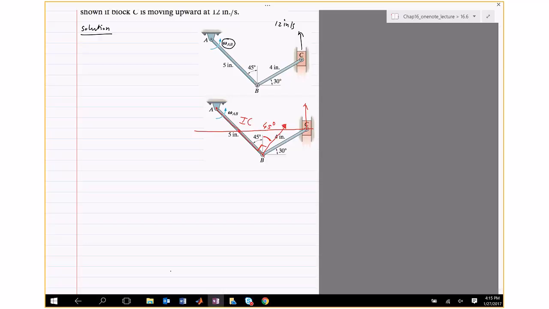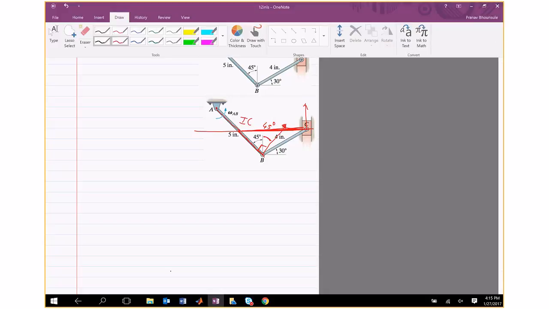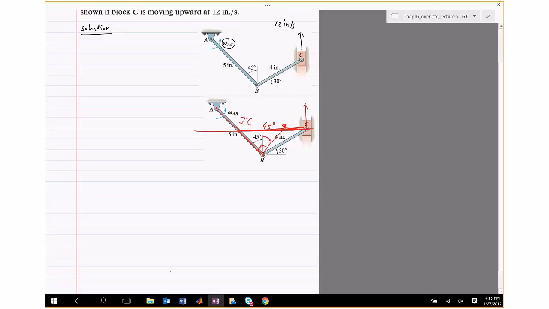Given that, I think one way to do this is if we can find the length of the IC from C to IC and IC to B, then we might be able to relate the velocity of C with B and use that to find the angular velocity of AB. So let's just try to do that. First thing is to find the location of the IC. We know that it is on link AB, so let's just use the geometry to figure out the IC.